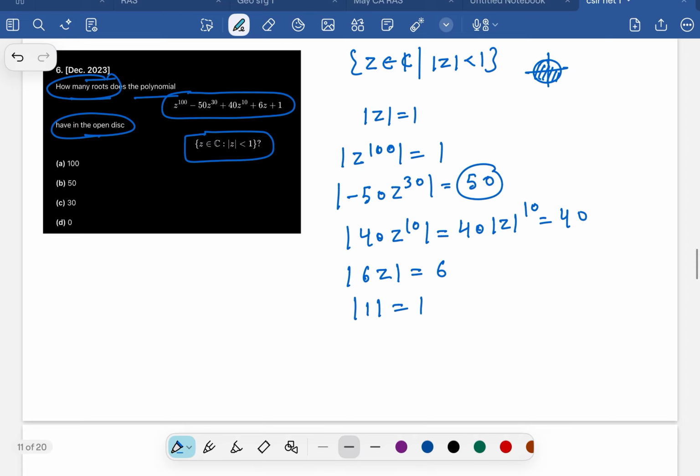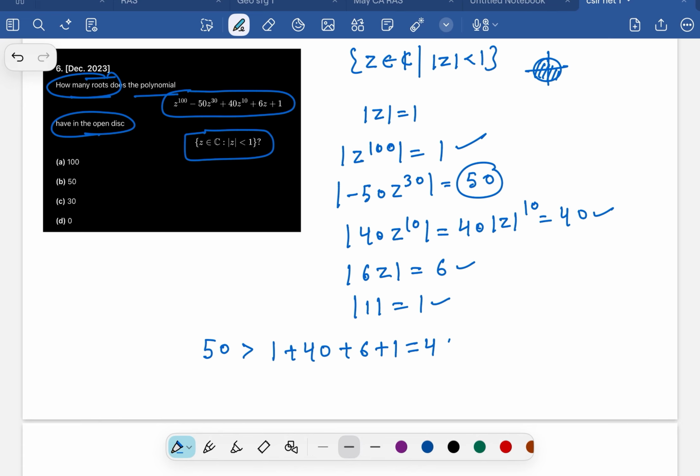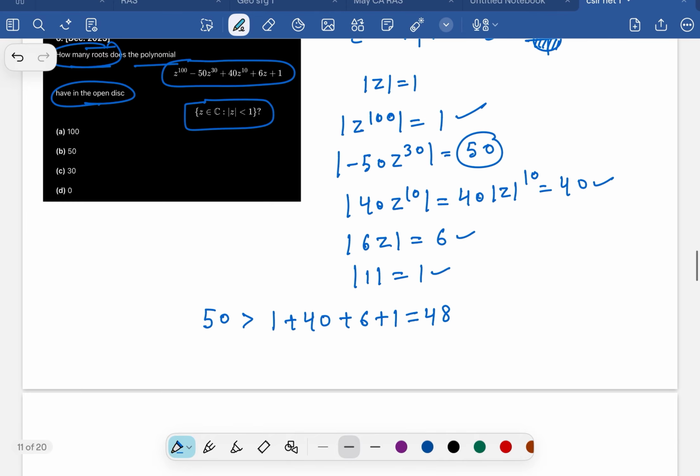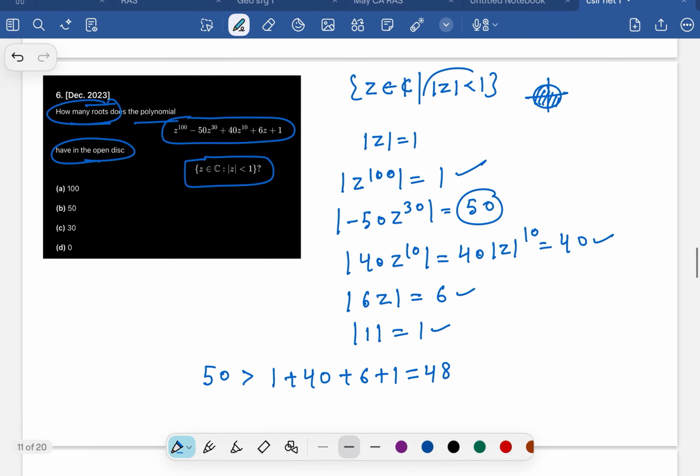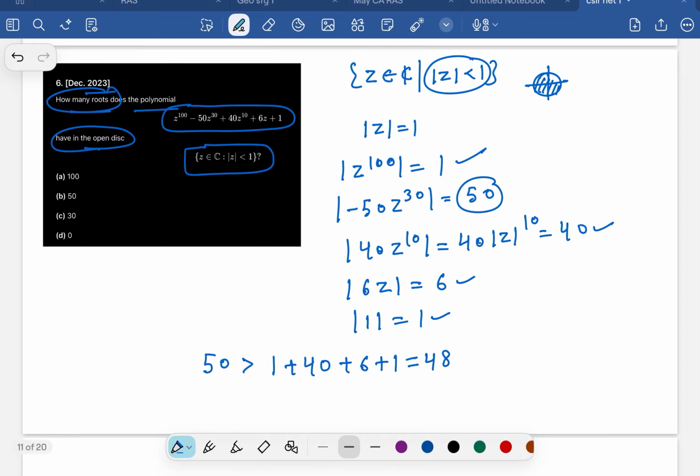You need to see the coefficient which is bigger than the summation of all other coefficients. तो यहाँ पर मुझे मिल रहा है 1, यहाँ पर मुझे मिल रहा है 40, here it is 6, here it is 1, so 1 plus 40 plus 6 plus 1, what is this, isn't it 48? So 50 is greater than 48 now. So you first need to put mod z is equal to 1 in all the terms of the function, हर term में put करना है, and then you have to look for the biggest coefficient, जो सबसे बड़ा coefficient है, which is bigger than the sum of the other coefficients, बाकी सब के sum से भी बड़ा है वो है ना.